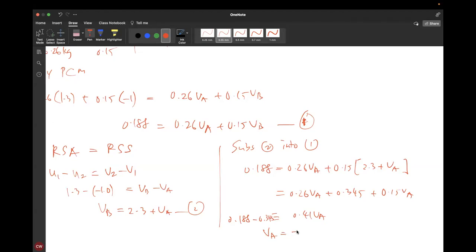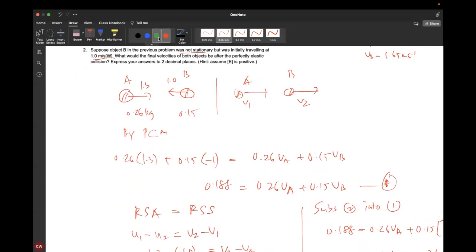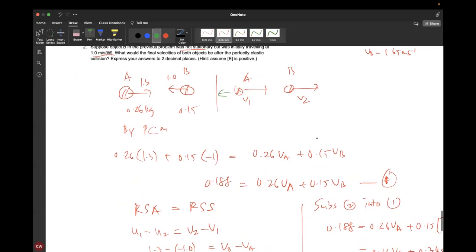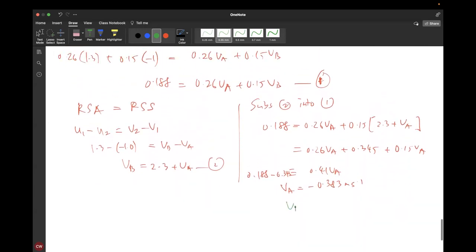Okay, this one will give you a negative value. If negative, it means our assumption is that after the collision, A will change direction. It will go to the left. The VB is 2.3 minus 0.383. Yes, so it's 1.917.